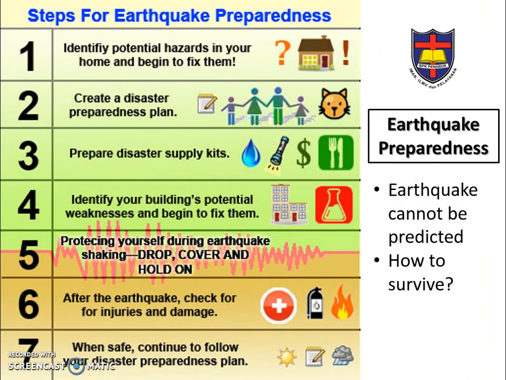Okay guys, last but not least. We cannot predict when an earthquake will occur. Therefore, we must always be prepared so that we can survive in an emergency situation. These are 7 steps for earthquake preparedness. Notice that numbers 1 until 4 are steps you can take before the earthquake occurs. Number 5 is the step you can take during an earthquake. Meanwhile, numbers 6 and 7 are steps you can take after the earthquake. Now, please take your time to read it carefully.